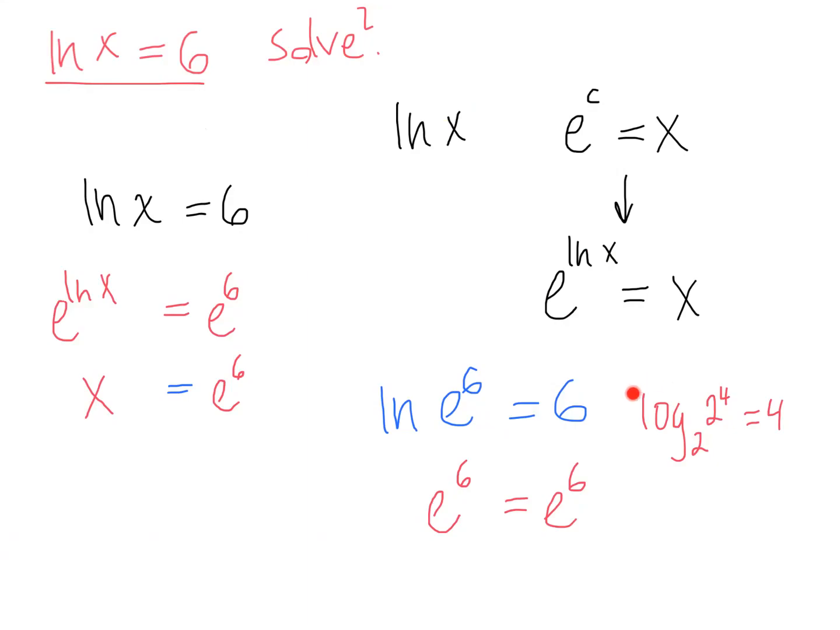Just like log base 2 of 2 to the 4th is 4. Why is that? Think about what this says. What do we have to raise 2 to get 2 to the 4th? Well, 2 to the 4th is 2 raised to the 4th power. So the exponent that we need to raise 2 to get 2 to the 4th is 4.